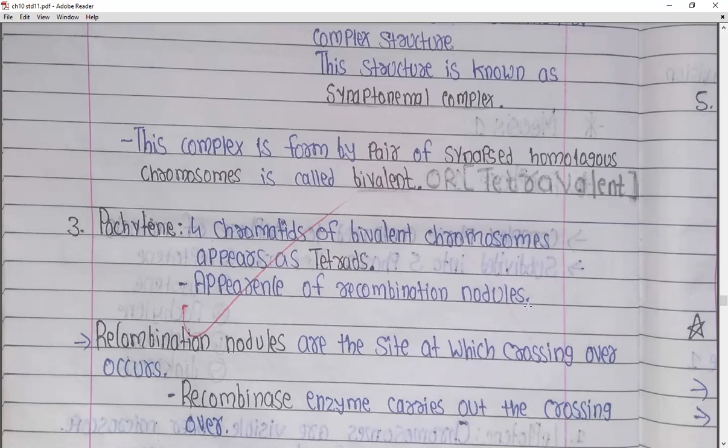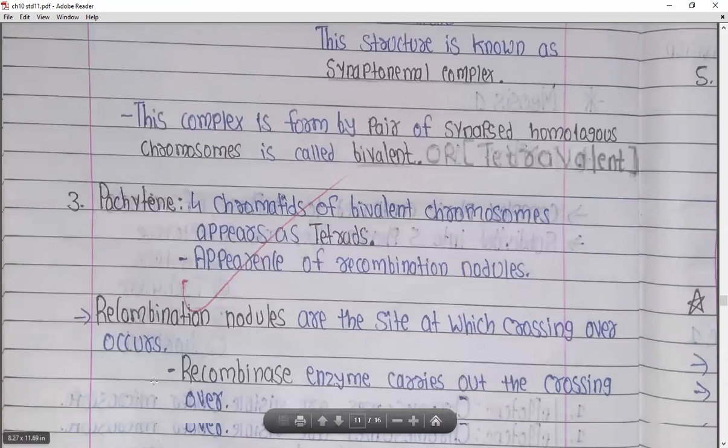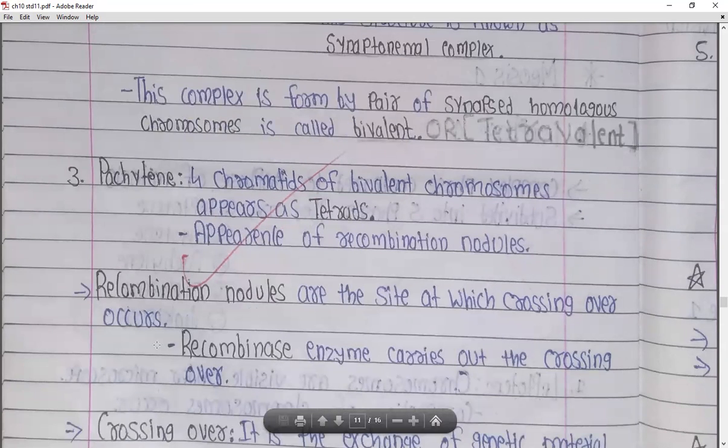Next, the appearance of recombination nodules is observed. So in the pachytene phase, the recombination of the chromosomes is going to be seen. Recombination nodules are the sites at which crossing over occurs. Now see here, recombination means something which is combining again, right? The pairing has already taken place, but again the chromosomes are going to be crossed with each other.